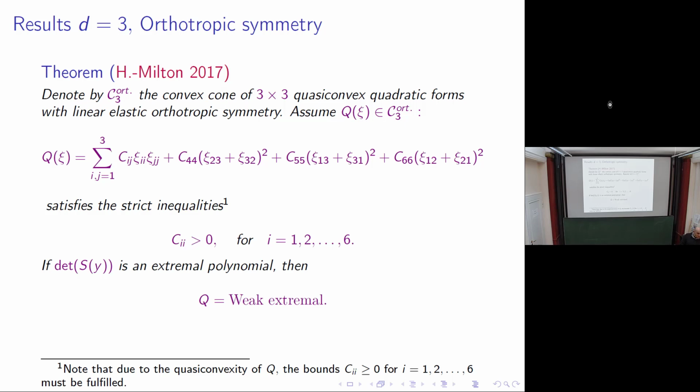Okay, we started with the question of weak extremals because strong extremals at that point were quite hard to attempt. So we were able to prove that, under this positivity condition, in the class of orthotropic symmetric quasi-convex quadratic forms, with 3 by 3, the extremality of the determinant implies weak extremality of the form. Weak extremality, again, let me remind you, is that you cannot separate the perfect square.